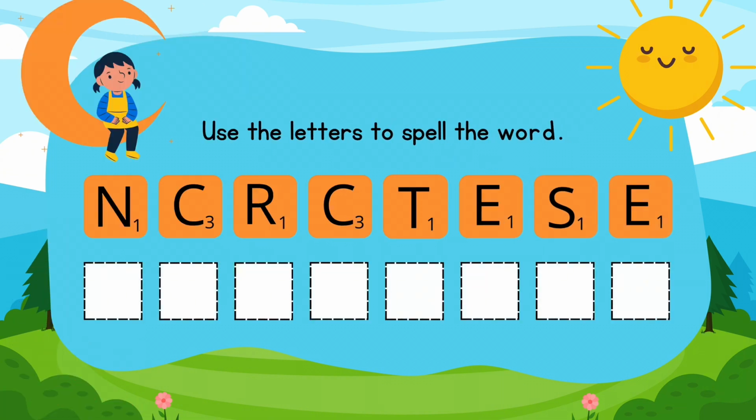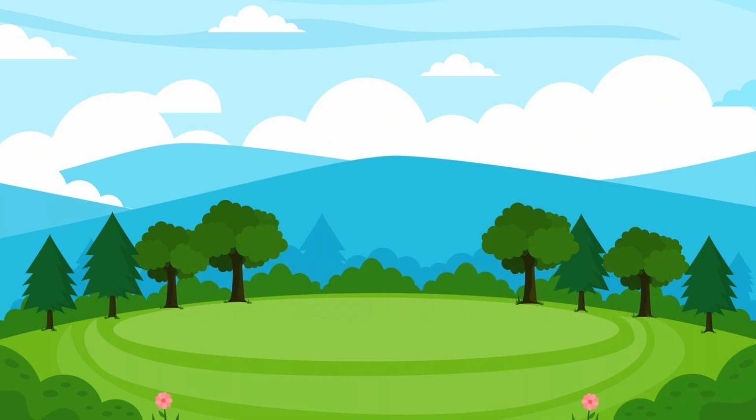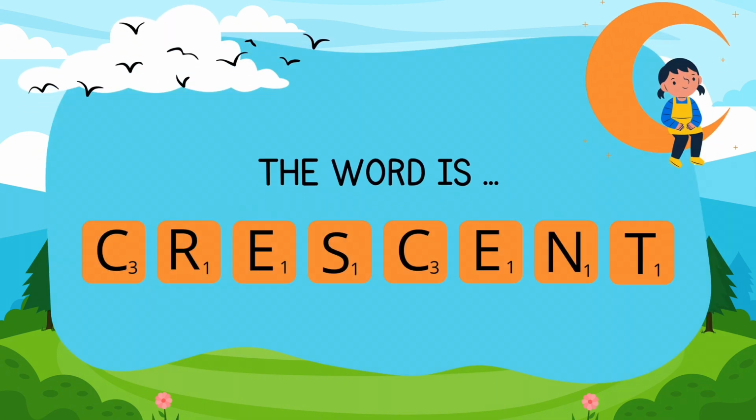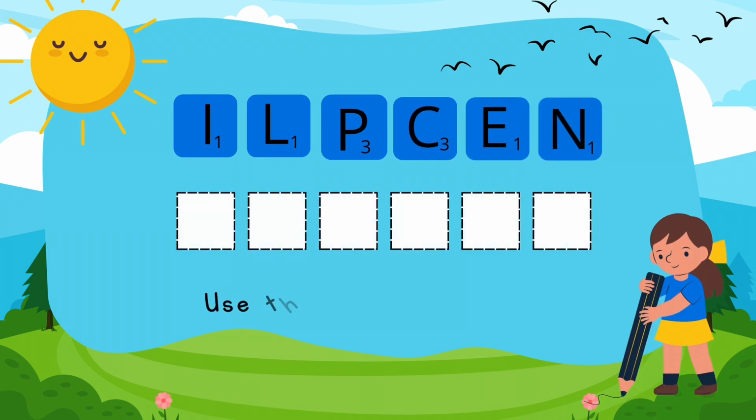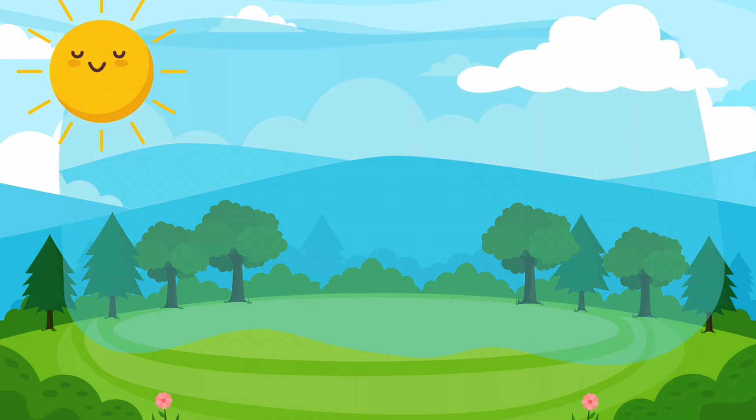Use the letters to spell the word. Take your time and take it easy. Arrange the words. And the word is crescent. It's really easy. Just arrange it. And the word is pencil.